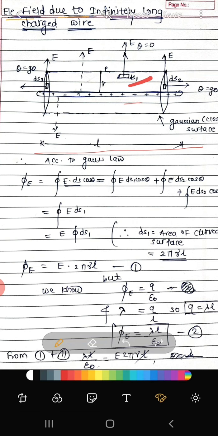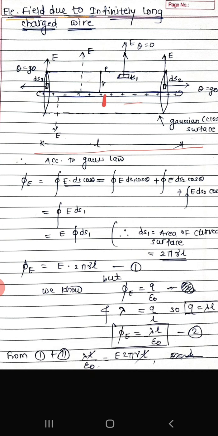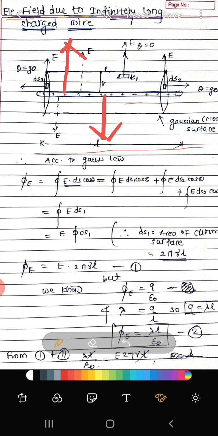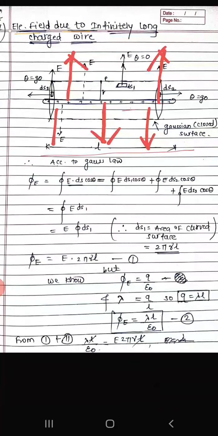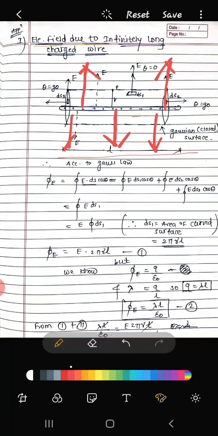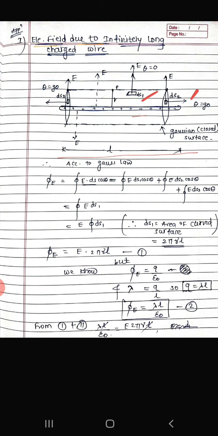Got it? Now, as we know, the electric field produced due to all this positive charge is radially outward, means the direction of the electric field is always away from this wire. Anywhere you calculate, it will come away from the wire. Okay. Now most important thing, as we have considered three different surfaces, ds1, ds2 and ds3.